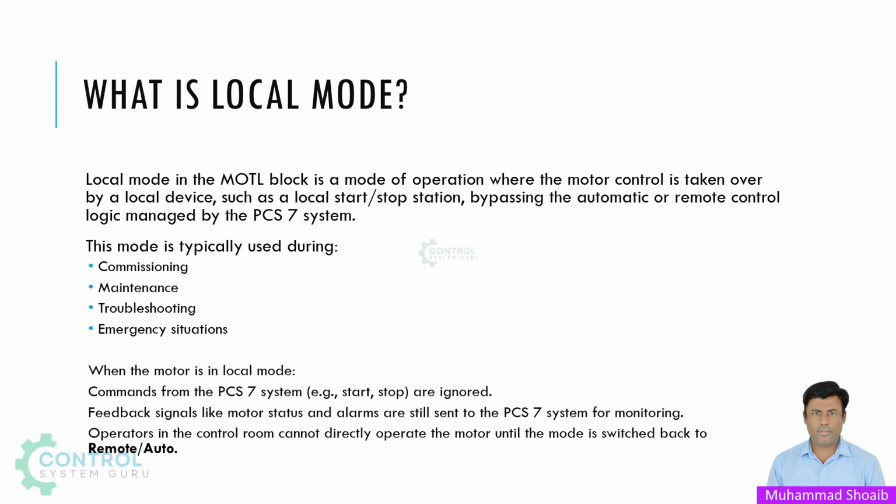When the motor is in local mode, commands from the PCS7 system like stop or start are ignored. Feedback signals like motor status and alarms are still sent to PCS7 for monitoring purposes. The operator in the control room cannot directly operate the motor until the mode is switched back to the remote mode.